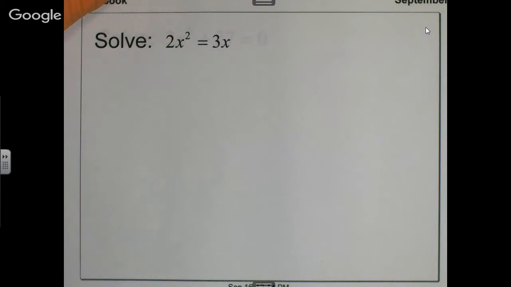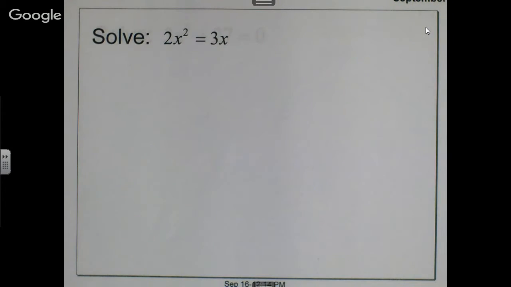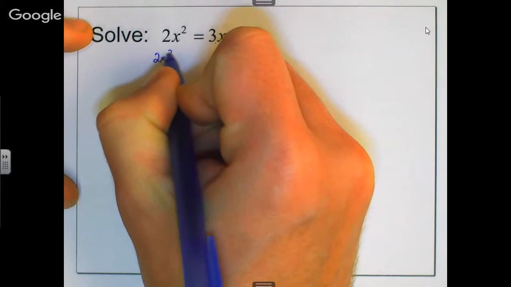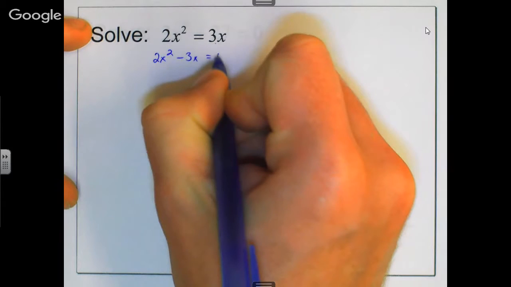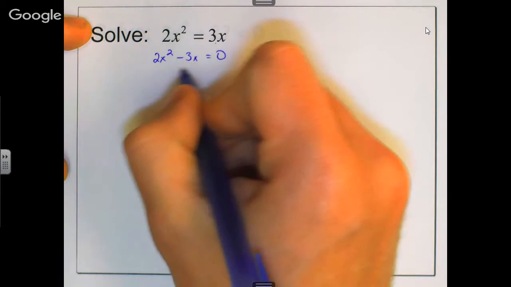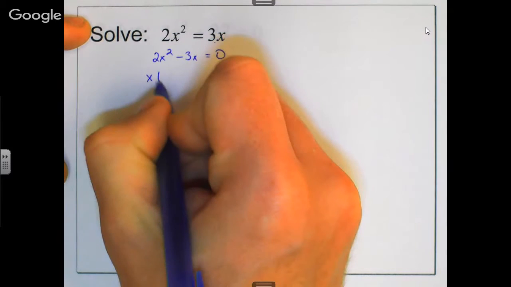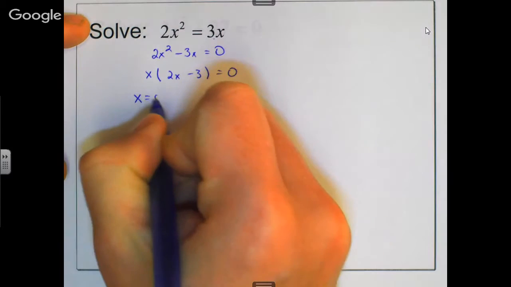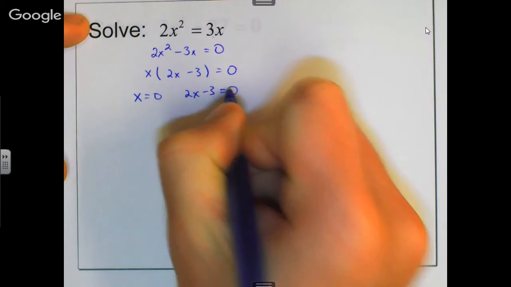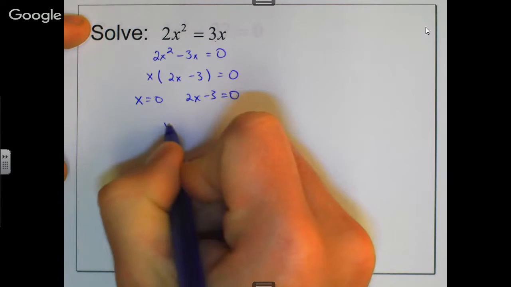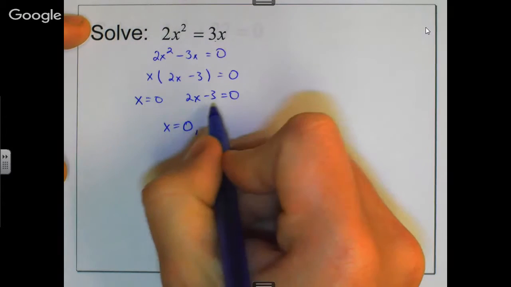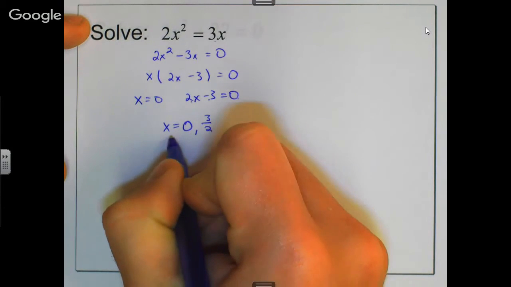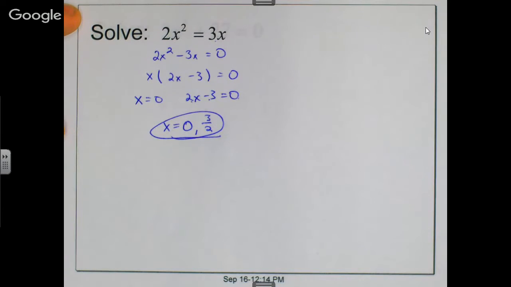So, another factoring problem here. Again, we have to set it equal to 0. So we will say 2x squared minus 3x equals 0. Now I have 2 terms here, so we look for the greatest common factor, which is x. So x times (2x minus 3) equals 0. So x equals 0, and 2x minus 3 equals 0. x is 0, comma, we will add 3 and divide by 2. So x is 0 and 3 halves.